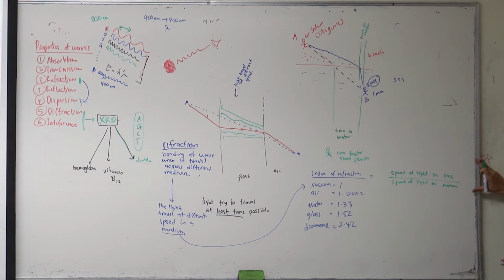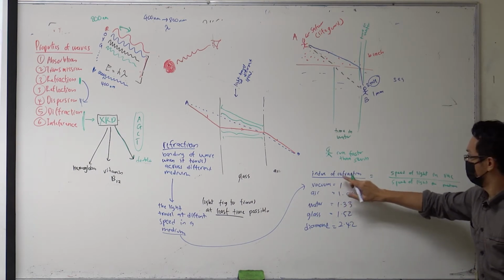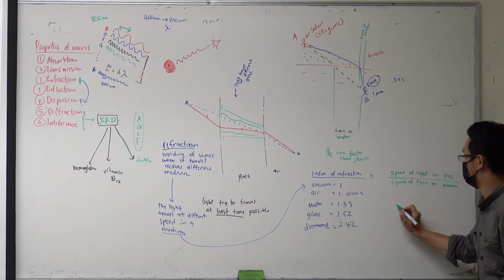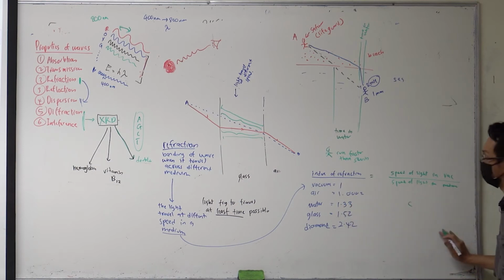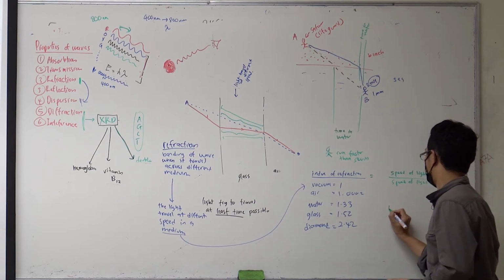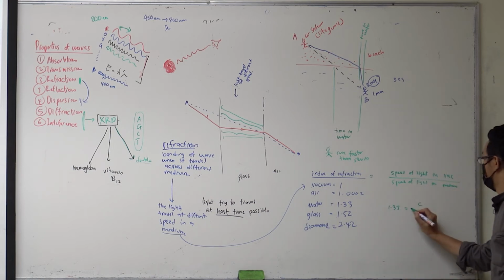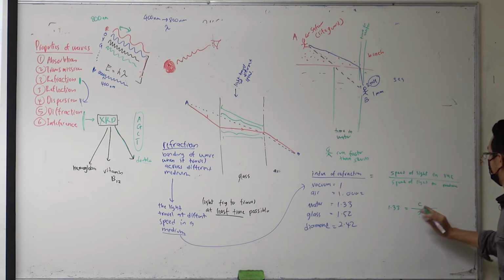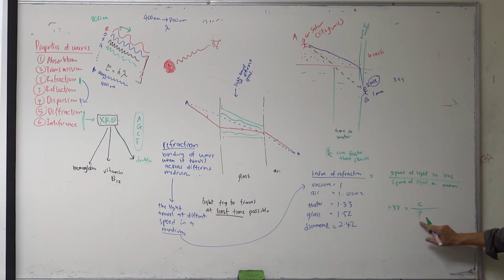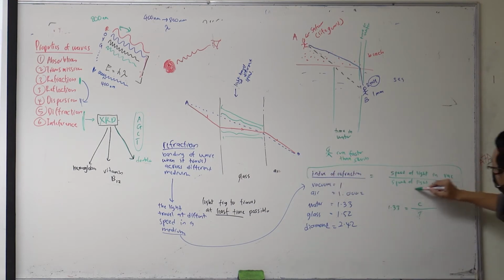So for example, for water at 1.33, we know the speed of light in vacuum is, let's say, C. So 1.33 equals the speed of light in vacuum, C, over the speed of light in the medium here. Do you understand? This is like one equation here.